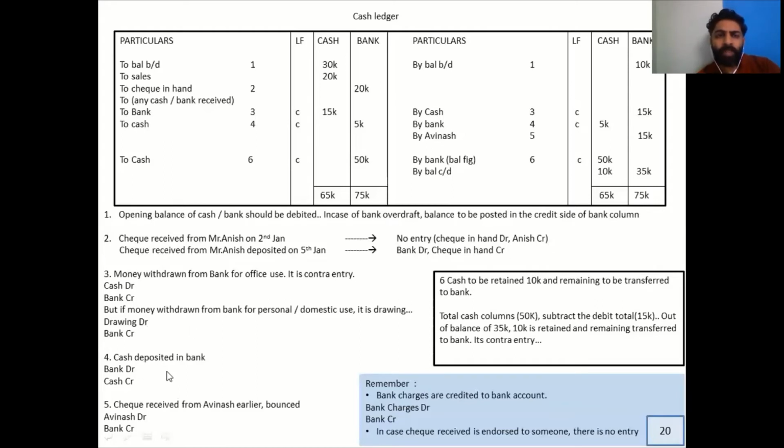Next one is way too simple, fourth one. Now the fifth one, check received from Avinash earlier bounced.